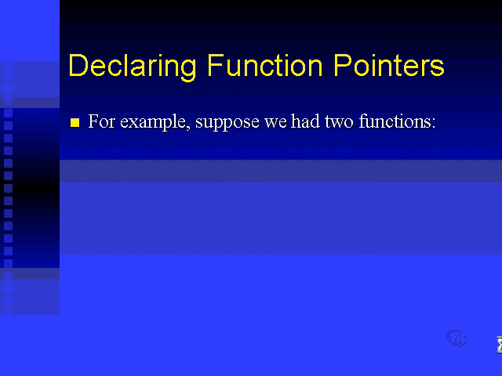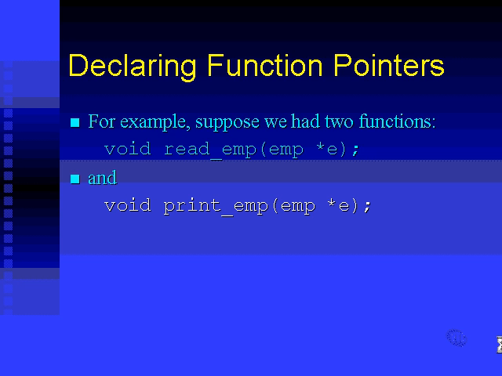Declaring a function pointer. Let's say we have two functions. We're going to use our employee example. Remember our employee structure? We've got one function that reads employees and we've got another function that prints employees. Notice they're very similar functions. In fact, if you were just to look at the prototype here, the only thing that's different is the name of the function. And that's quite handy for us. Anyway, they're both void functions and they both take a single parameter which is a pointer to an emp, which we know happens to be an employee structure.